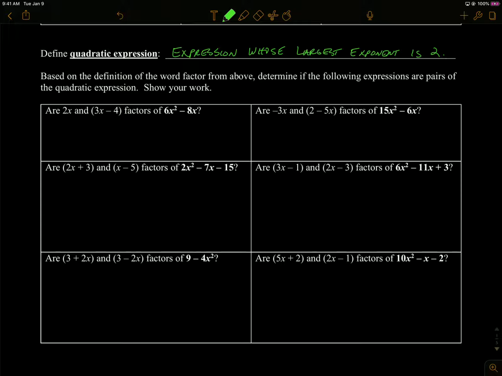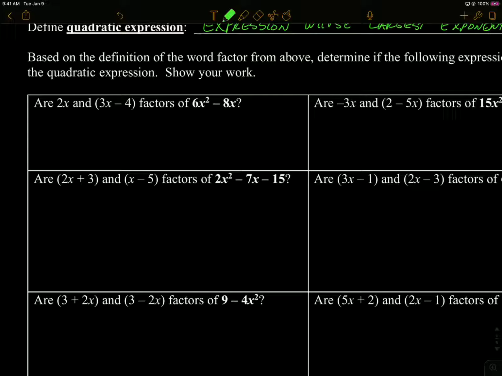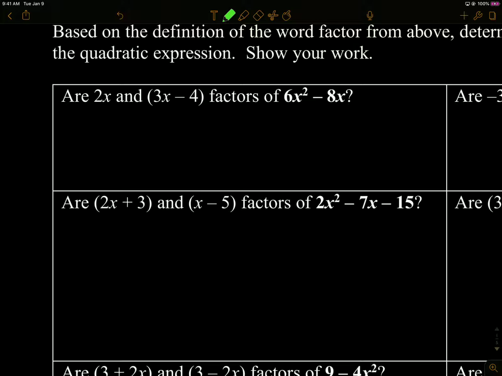Based on the definition of the word factor from above, determine if the following expressions are pairs of factors of the quadratic expression. Show your work. So are 2x and 3x minus 4 both factors? Well, if they were both factors, based on our definition, if we multiply them, we should get the expression that we're seeing if they're factors of. So when I multiply 2x times 3x minus 4, I have to use the distributive property, so I get 6x squared minus 8x. That matches, so yes.